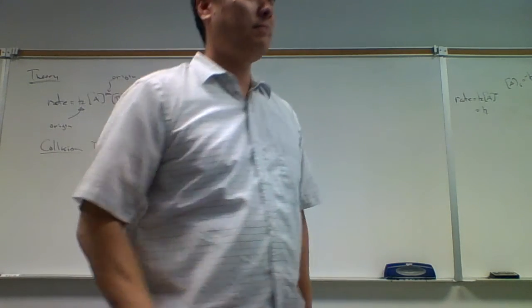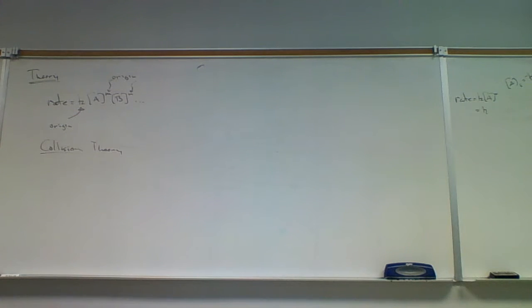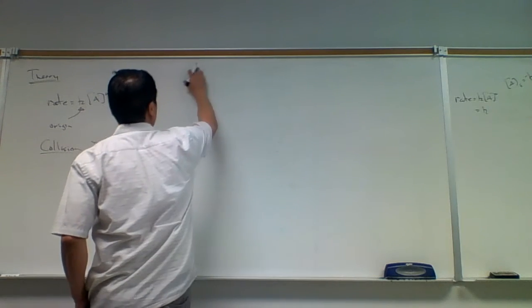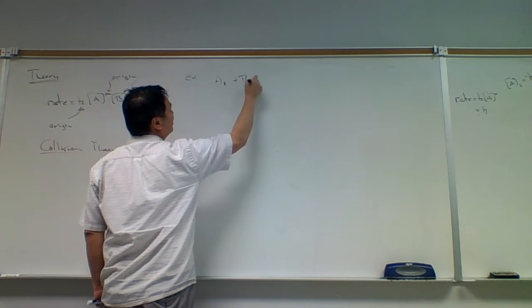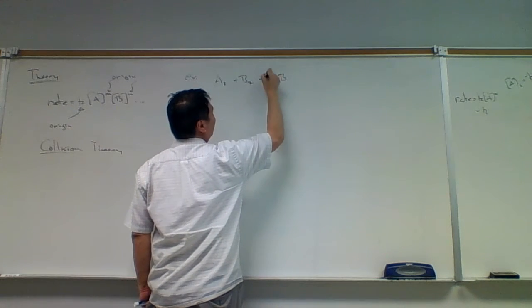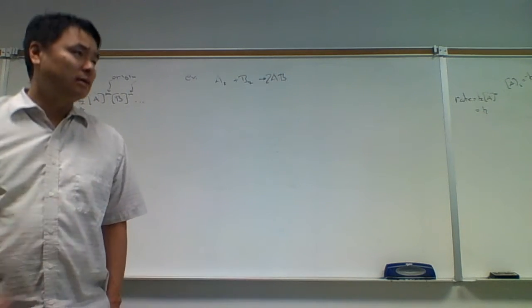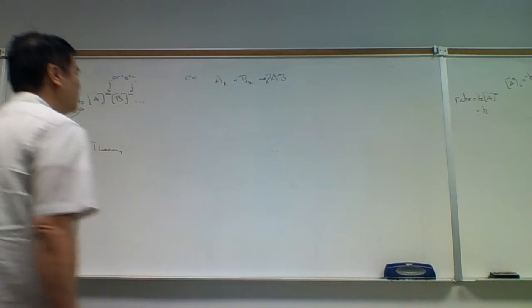So let's take a look at some collisions here. We'll start off with a simple collision between two molecules. I'm going to skip this right now. We'll look at something like this, except I'm going to do a different example. Let's look at an example like this: A2 plus B2 yields 2AB. I'm going to do just a simpler one than what they show here.